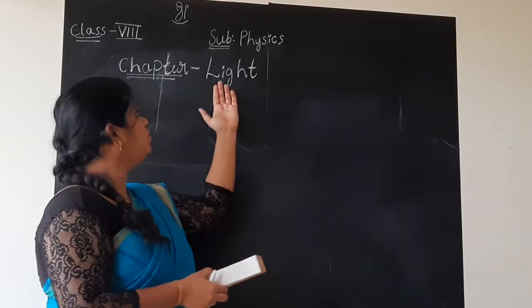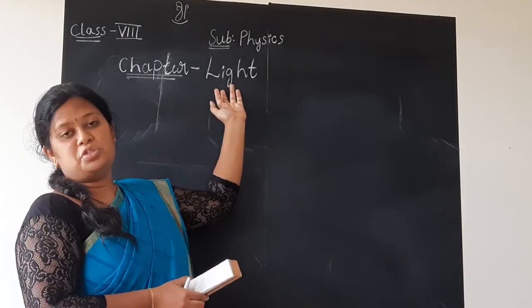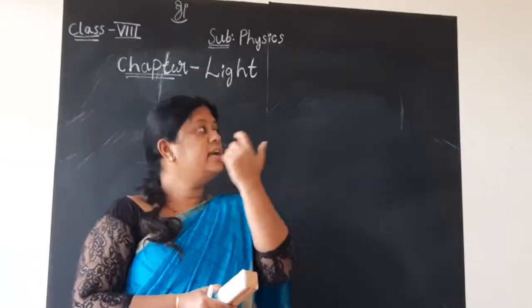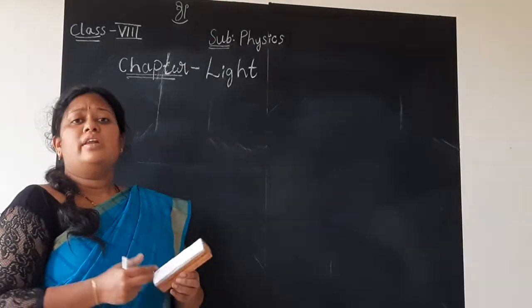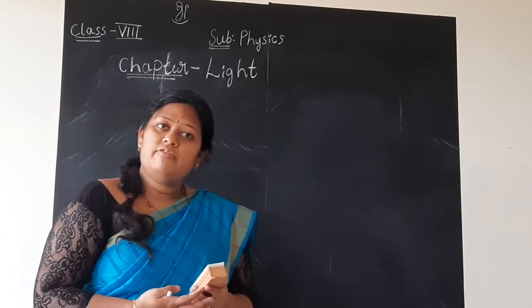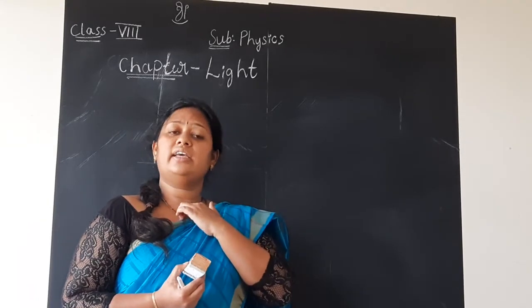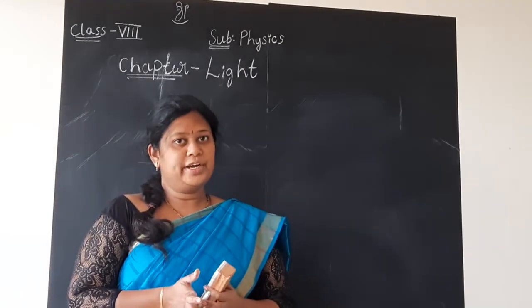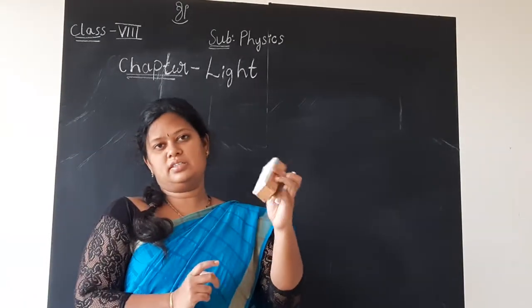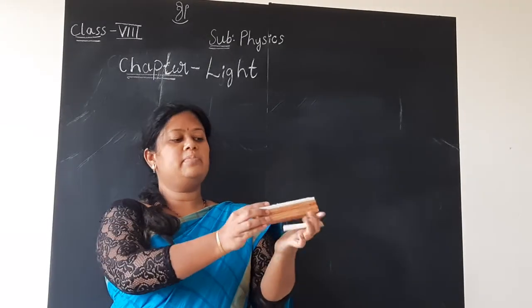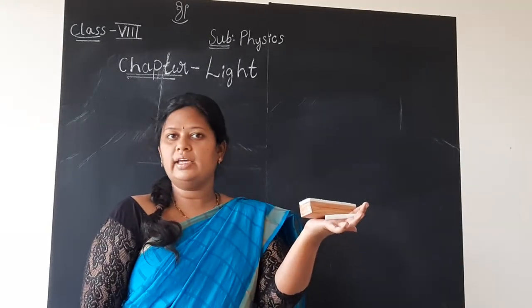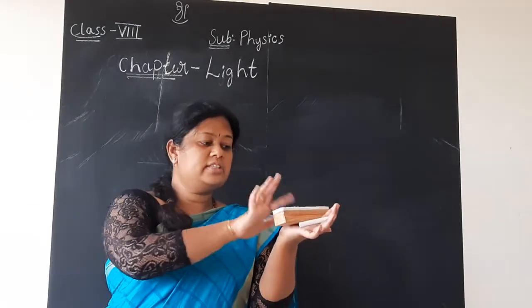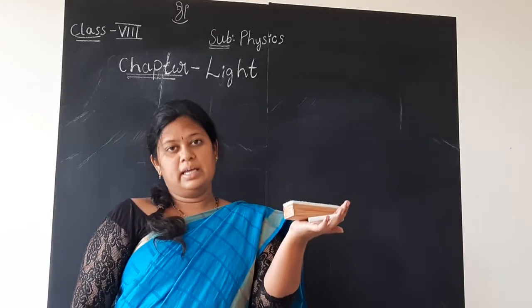So in today's class, let us begin with the new chapter in your new syllabus, that is light. What is light? Light is the thing which is very essential for us to see the things around us. Whenever light falls on any object, see, if I simply place this duster on the table in a dark room, can I see it? No, I cannot. Light should fall on this duster. Only then can I say that the duster is present on the table.